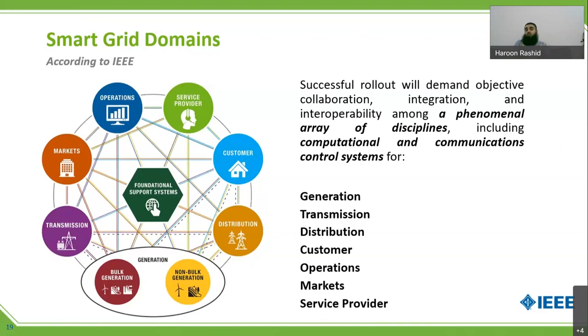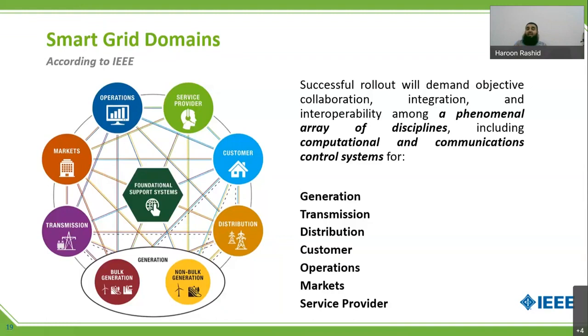In the successful rollout, this is a phenomenal array. Why array? Because everything is interconnected in this system. Starting from generation until the consumer, everything is interconnected. That is the beauty of smart grid technology, where everything has two-way communication and they are all connected. So it covers generation, transmission, distribution, customers or consumers, operations, markets, and service providers. They are all in that array, the so-called phenomenal array of all the technologies or components of smart grid that makes it the overall smart grid domain.